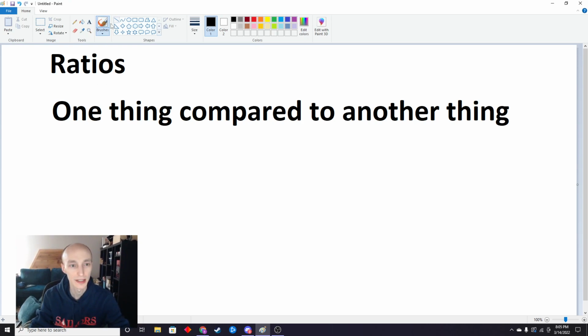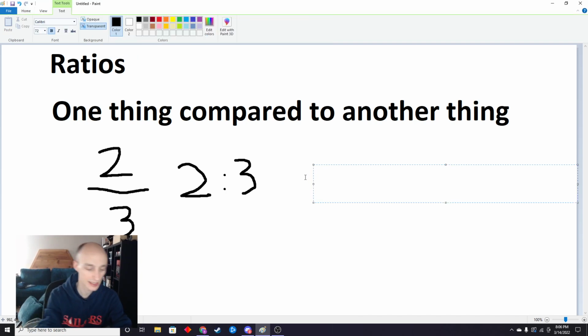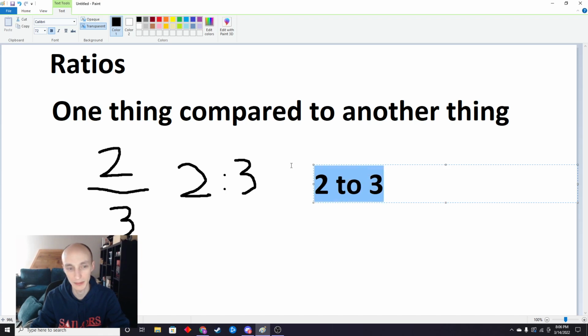So we can write these in a number of ways. We can do this as a measure of just sort of like 2 over 3, some sort of like division symbol, right? This thing on top is compared to this thing on bottom. We can do it with a colon. We can go like 2 colon 3 like that. Or we can even just write it out. We can just say 2 to 3, right? This many things compared to that thing.